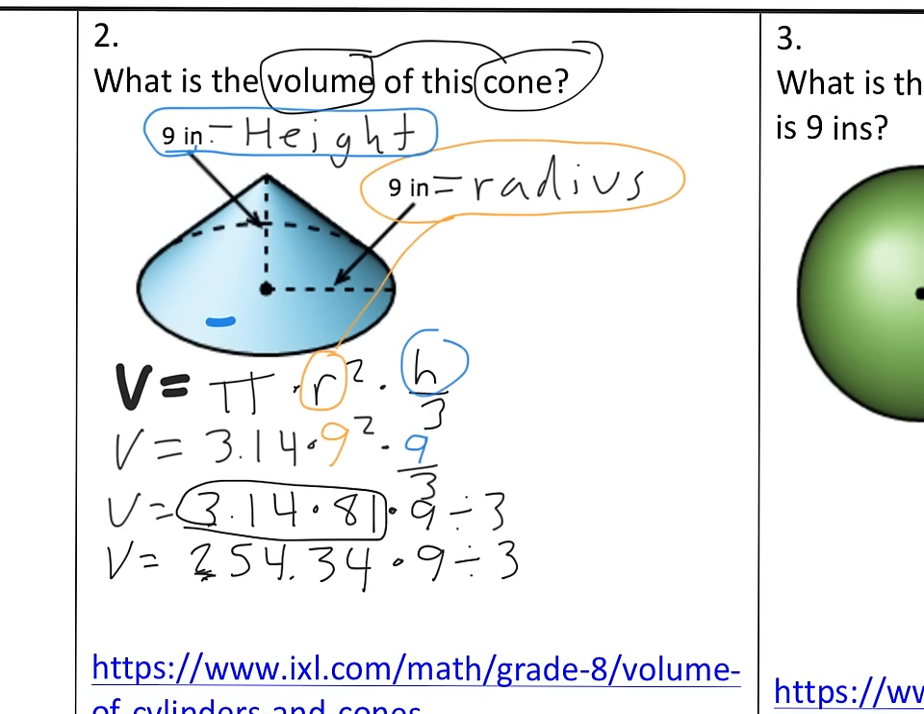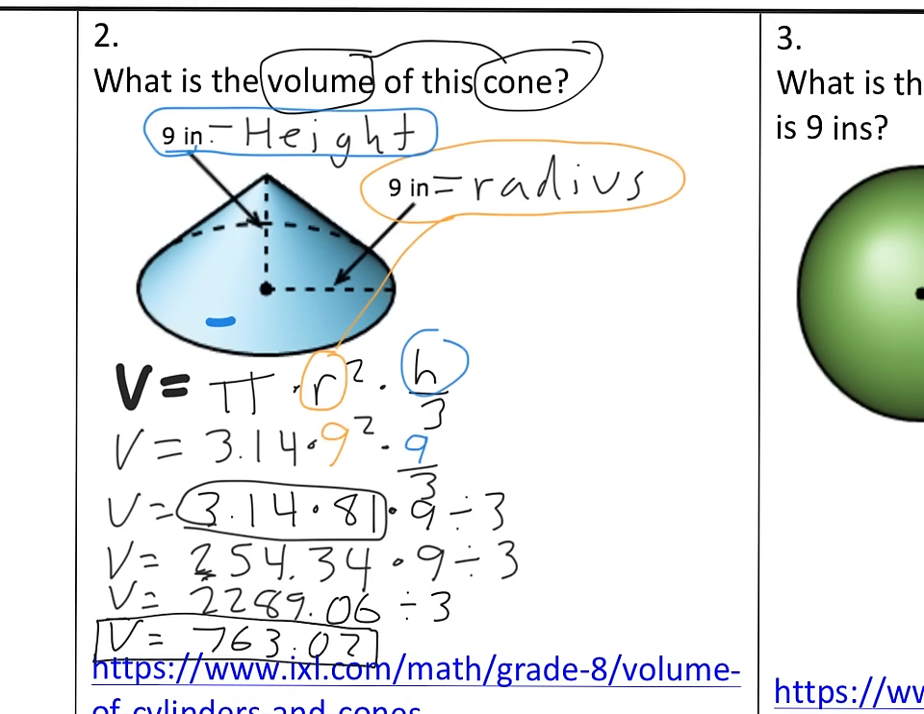And that's going to take us to volume equals 2,289.06 divide 3. Well, divide out 3 and we should be good. So we're going to go ahead and divide out 3. Therefore we got volume equals 763.02. And that right there is the volume of a cone. And there we go, decimal point right there between the 3 and the 0. Alright.